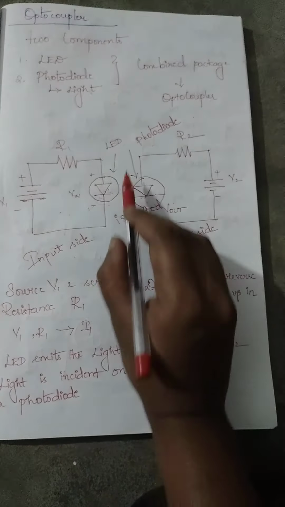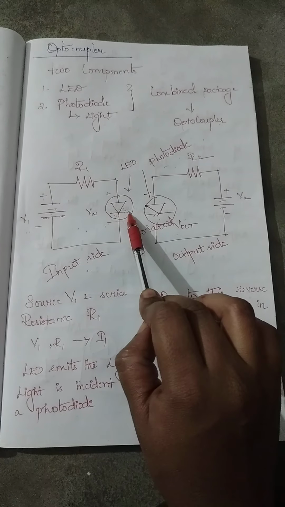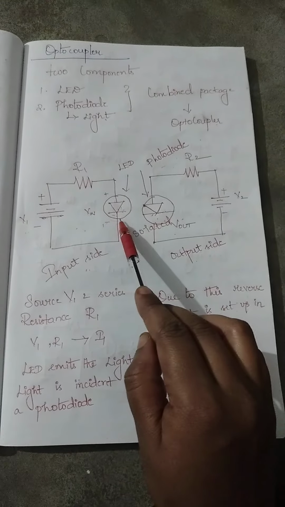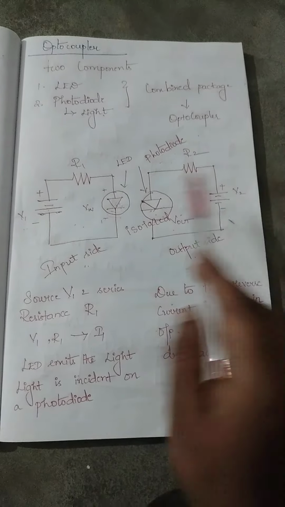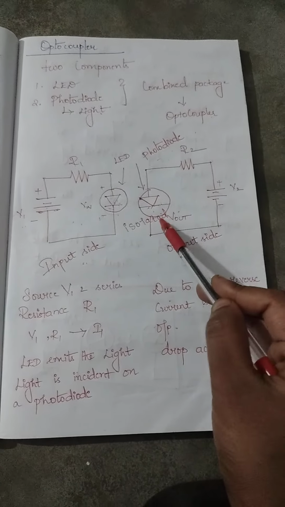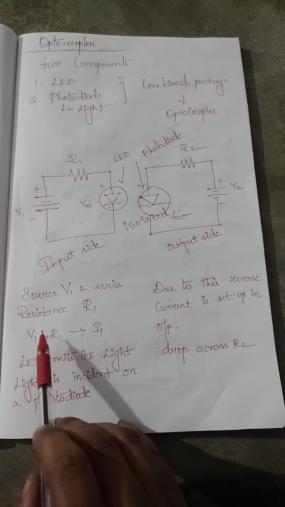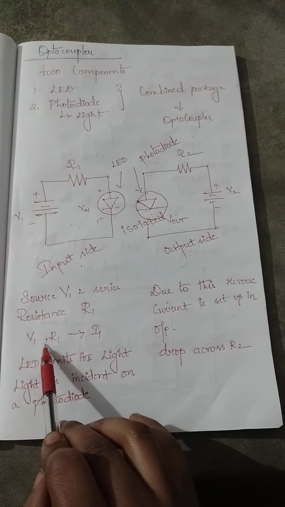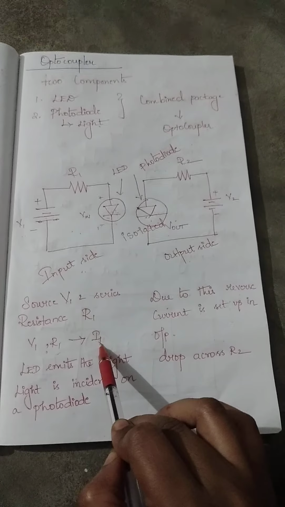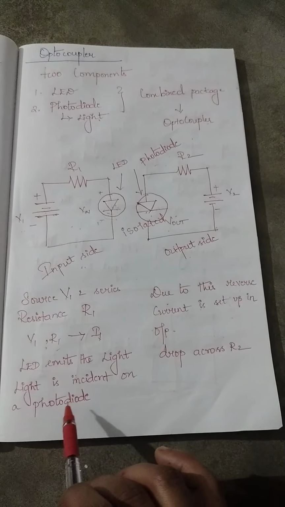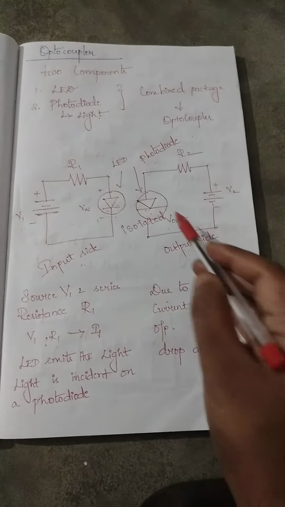Here this is your input side, that is your LED, and the output side is your photodiode. If you give your supply, your LED will get energy and your LED will glow like a serial bulb. If you connect your serial light to your supply, the serial light will glow. From that light the energy is transferred to the photodiode, and this is your load. V1 and R1 are the input voltage and resistance, and this decides the amount of current flowing through your LED. Due to this, reverse current will flow in your output circuit, that is your I0.